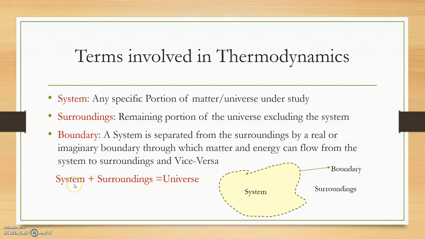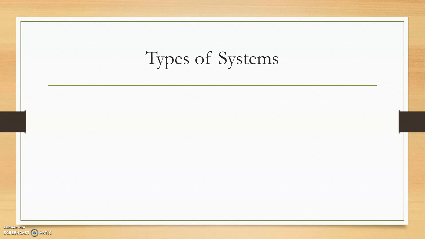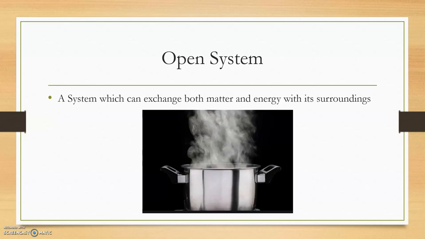And these system and surroundings are separated from one another by a real or imaginary boundary through which matter and energy can flow from system to surroundings and vice versa. Depending on the transfer of energy and matter between system and surroundings, systems are of different types. They are open system, closed system, isolated system.